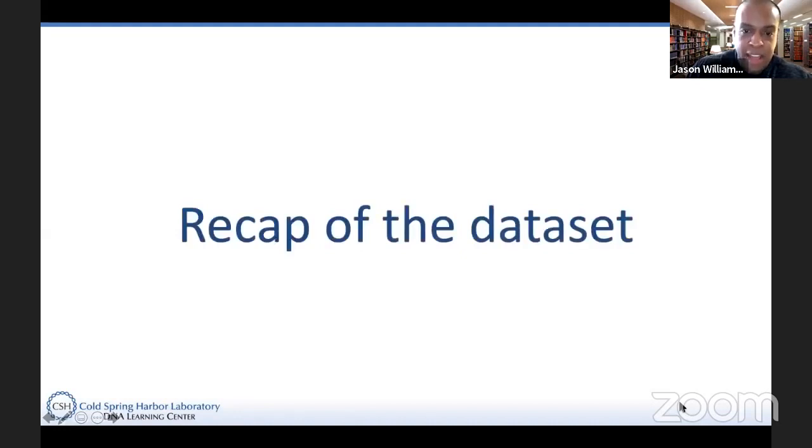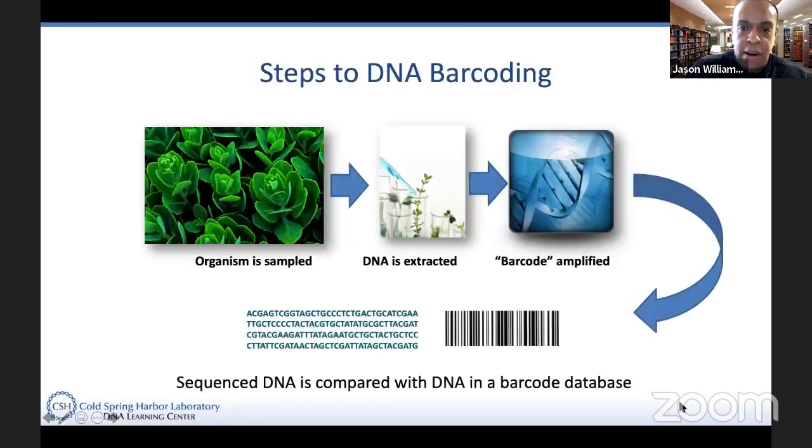Okay, so what about the last data set? As you recall, the steps for DNA barcoding are that we sample our organisms, we extract DNA, and then we use a technique called PCR to barcode it. We also have another technique called DNA sequencing, which I covered last week, which gives you the DNA sequence.